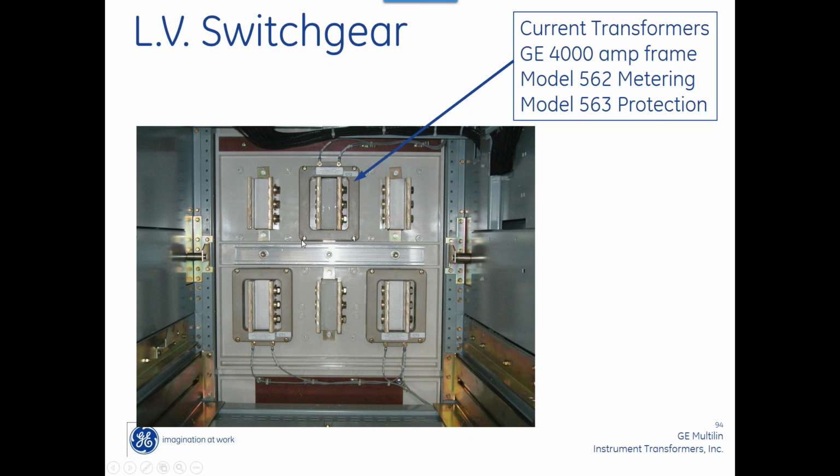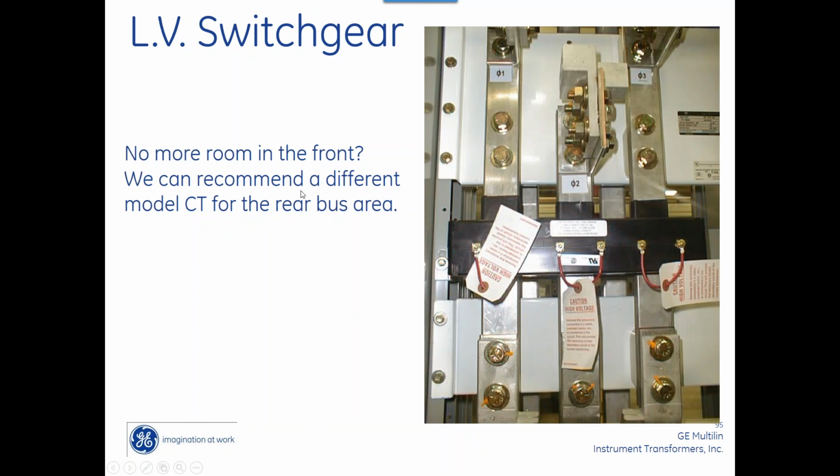Here's a better picture of it. This one, they could have put them all on the same side. Okay, this is a 4000 amp. Using a 562 or 563 is what they went with. So that's what the cell looks like. Low voltage switchgear, no room in front. Here's one actually on the bus bars.